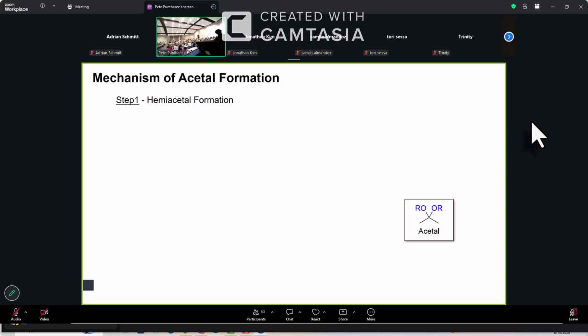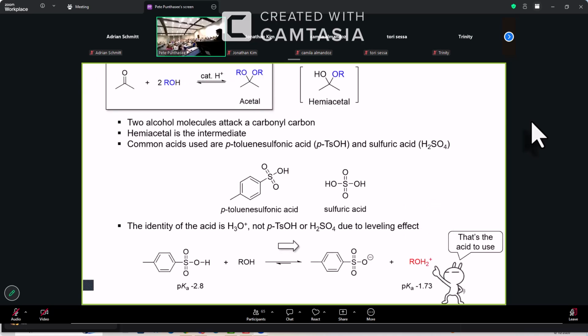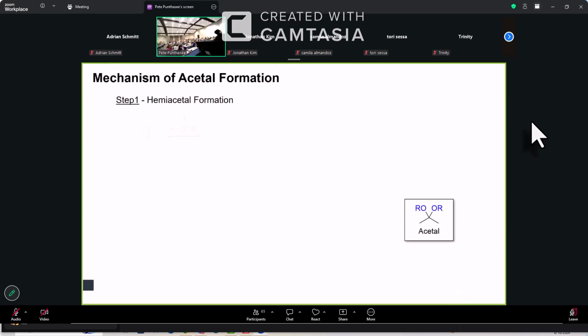I'm going to go back one slide. Alcohol is used as a solvent. This guy picks up the acid, the proton, from either one of these two, and becomes that. So I'm going to use the protonated alcohol, whatever alcohol you put in there. All right, protonation, the first step.